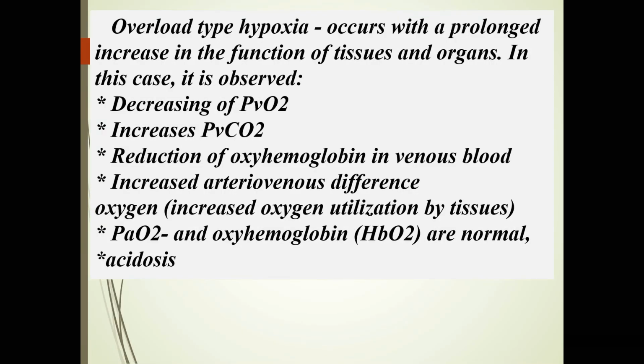Overload type hypoxia occurs with a prolonged increase in the function of tissues and organs. In this case, there is decreasing partial pressure of oxygen in the venous system, increasing carbon dioxide in the venous system, reduction of oxyhemoglobin in the venous system, increasing arteriovenous oxygen difference, etc.